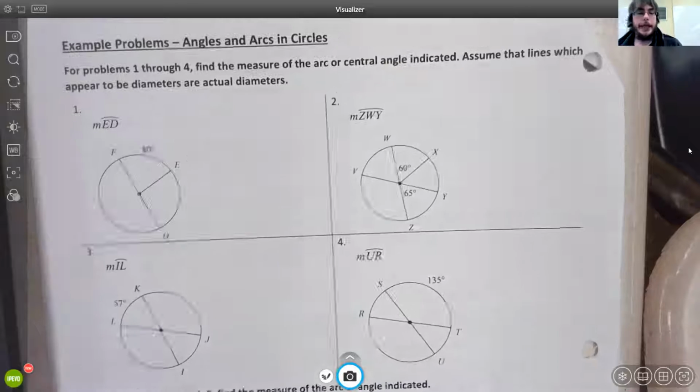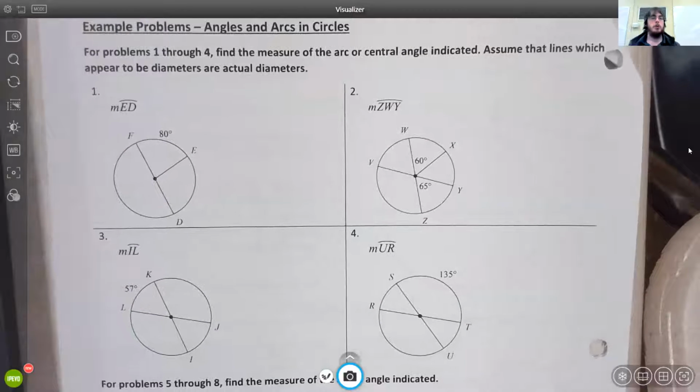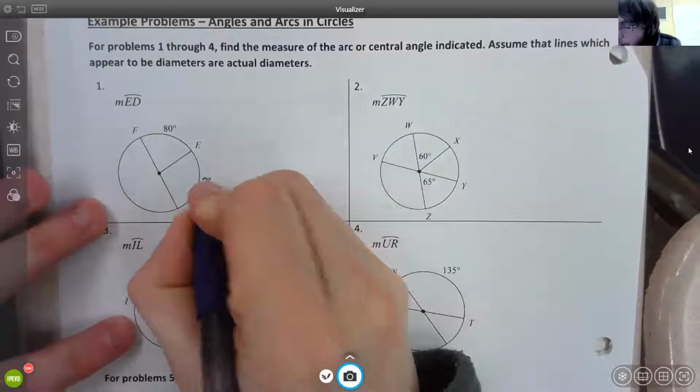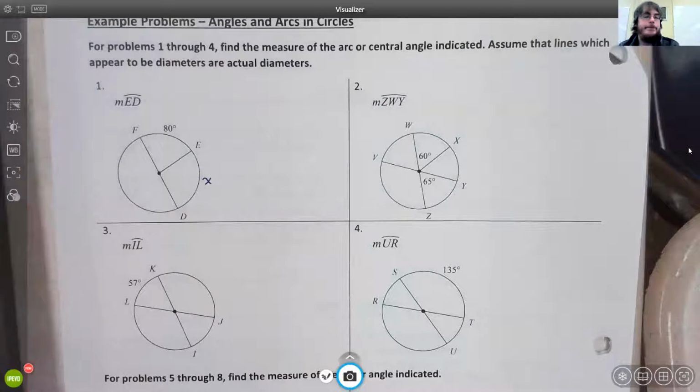So we're going to work through 8 examples here, and it says for problems 1 through 4, find the measure of the arc or central angle indicated. Assume that lines which appear to be diameters are actual diameters. So let's look at number 1. Number 1 wants us to find the measure of arc ED. So I'm going to go ahead and put an X on arc ED.